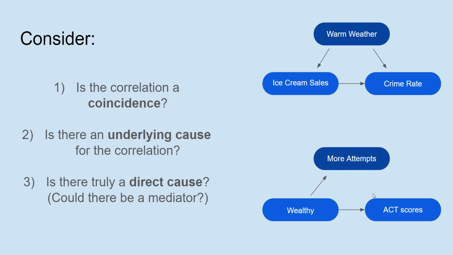There could be a mediator: because those students have wealthier families, they're able to take the ACT more often and therefore increase their ACT scores. Whereas if your family is on limited income, you may not be able to take the test more than once and increase your ACT score. So this is an example of a mediator, where that third variable is actually playing a role in this relationship. The wealth would be an explanatory variable for having more attempts, and then more attempts would be an explanatory variable for having a higher ACT score.